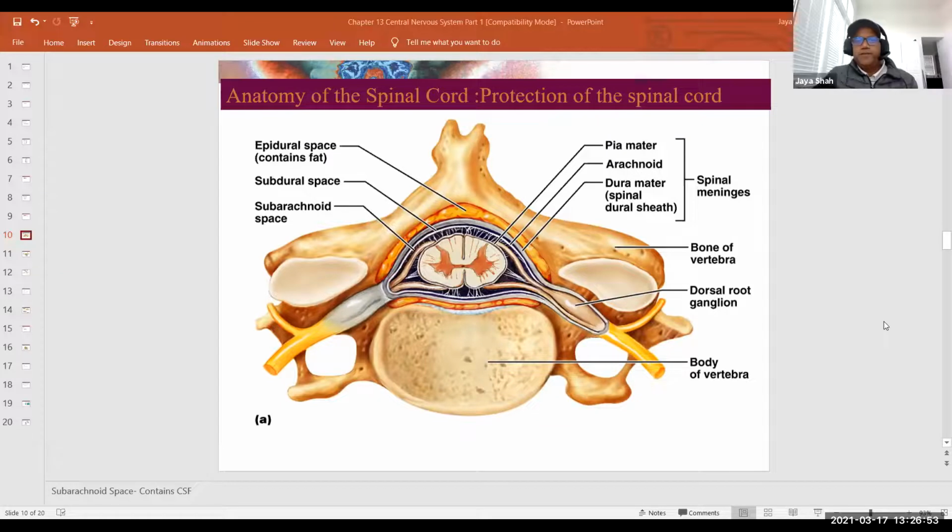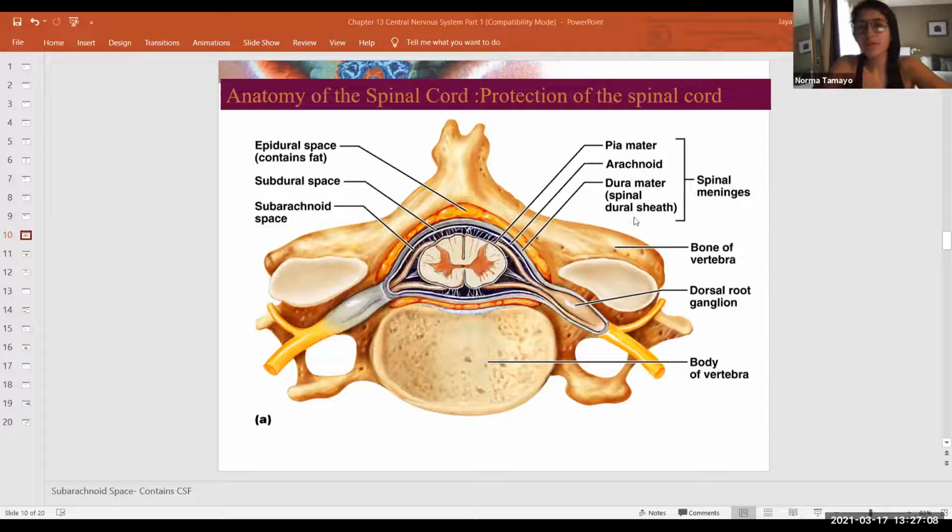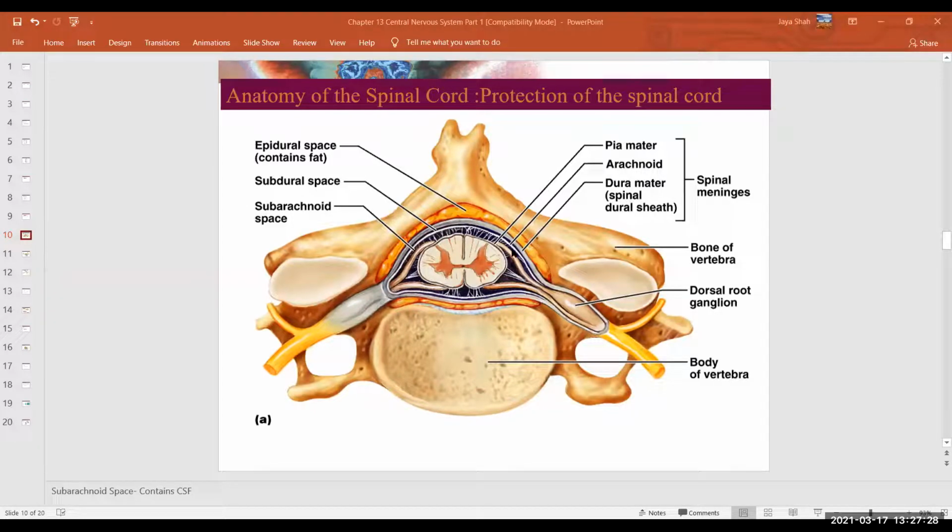So the 3 layers of meninges, the outermost layer is dura mater, which is called the spinal dural sheath. Dura means tough. Mater means mother. So it is a strong, thick mother. That's how it is called. It's very dense connective tissue.